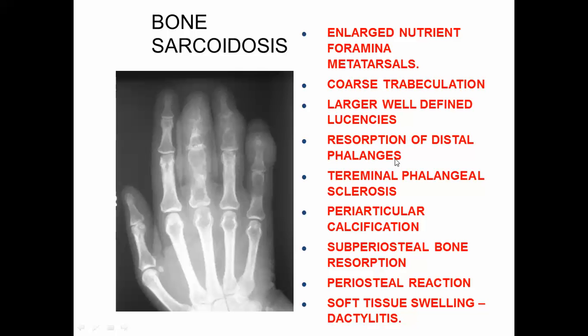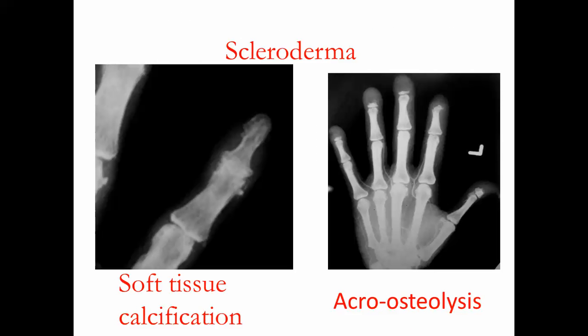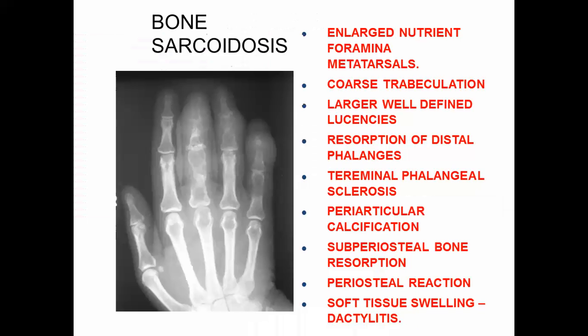To repeat again, it is leprosy, psoriasis, sarcoid, and scleroderma. Leprosy, psoriasis, scleroderma, and sarcoid. All of these result in resorption of the distal phalanges. Periarticular calcification can occur, but as we said, the main key point for sarcoid are the multiple cystic changes.